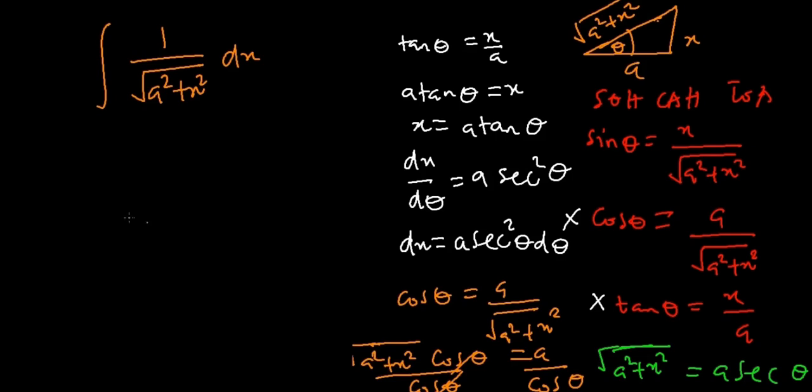Now let's look at this. So now this is the question that was given. Okay, so I'm going to rewrite this. So this was the integral of 1 divided by the square root of a squared plus x squared.